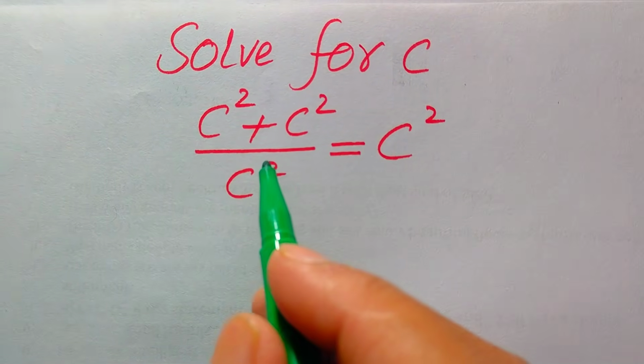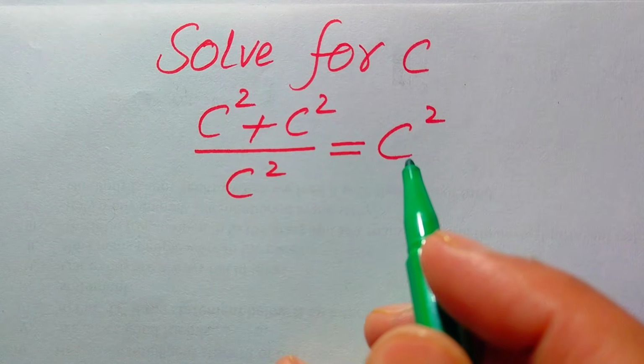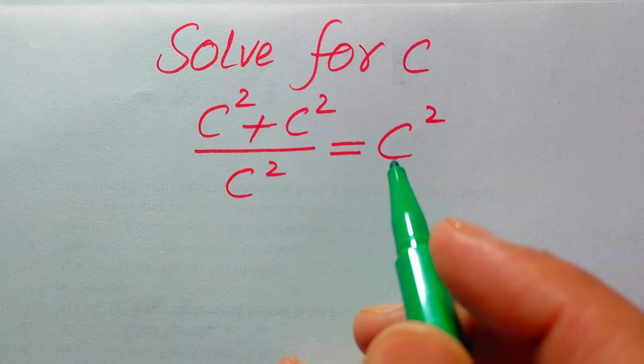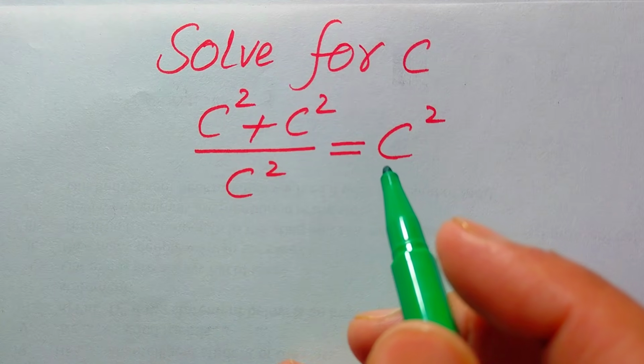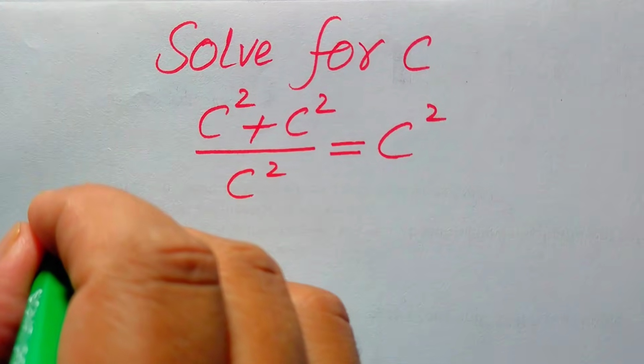So here we have c square plus c square divided by c square equals c square, and we solve this problem for all the values of c. Here we solve this problem by two methods. I hope you like both of these two methods.